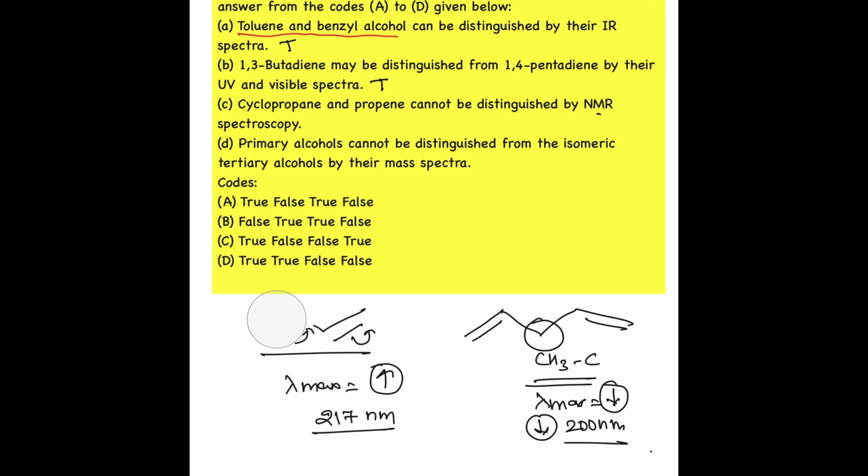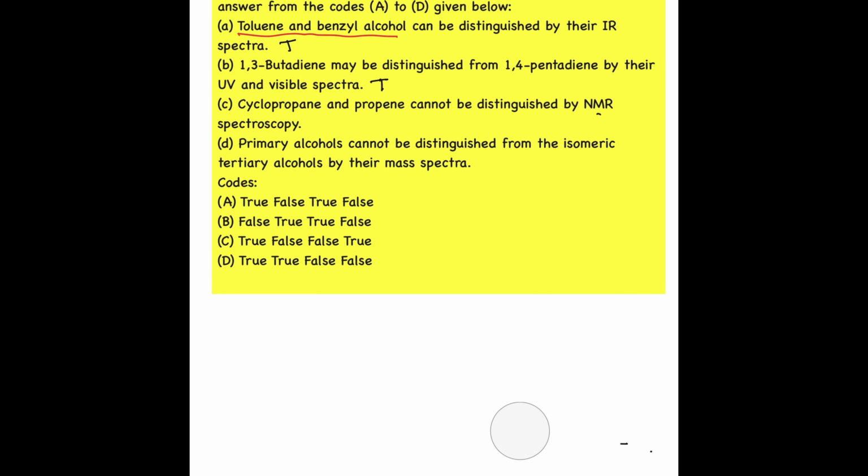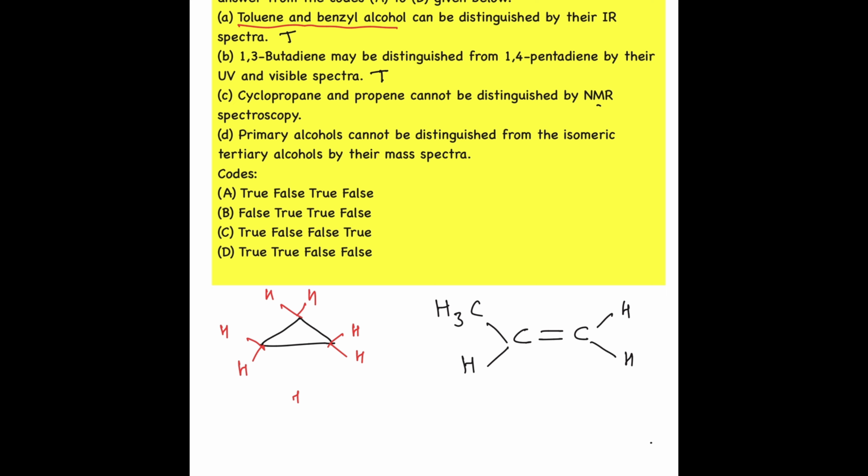Now the third statement, that cyclopropane and propene cannot be distinguished by NMR. Let's see, that is the structure of cyclopropane, this one, and the structure of propene. So we will make the structure of propene, this one, and that is the structure of propene. In the case of cyclopropane, all 6 protons are in a single environment. They will give a single peak in 1H NMR.